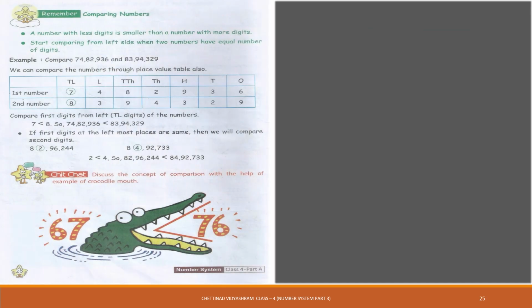Take page number 28 of your textbook. See, they are given a crocodile picture. The wide open side is having a bigger number. The other side will have a smaller number.